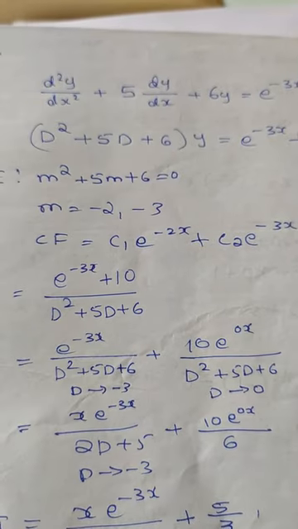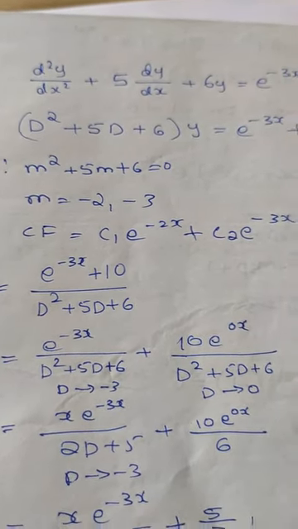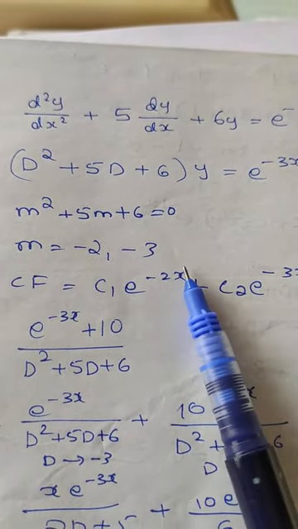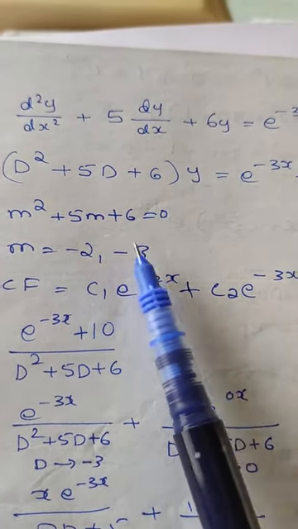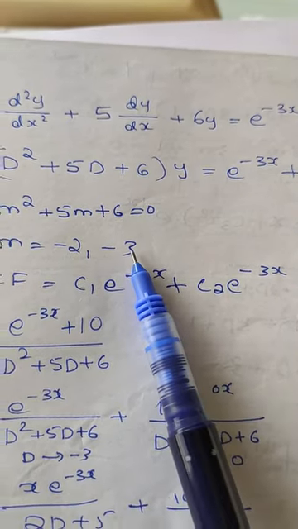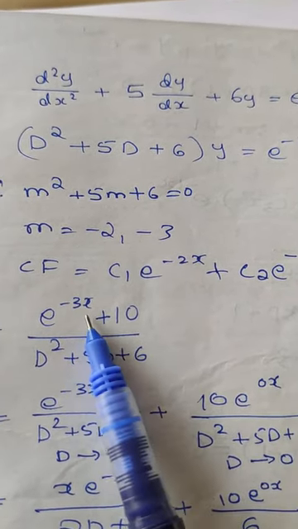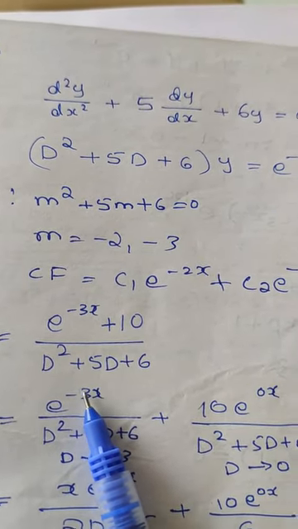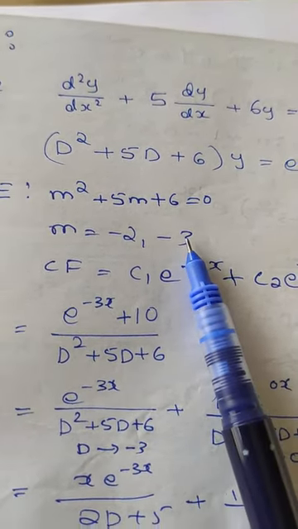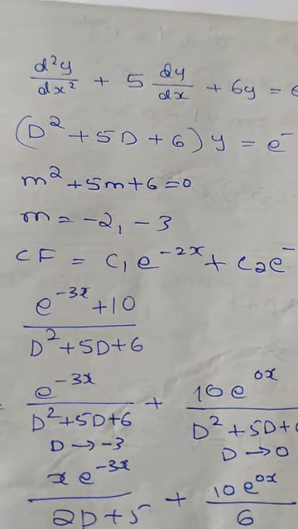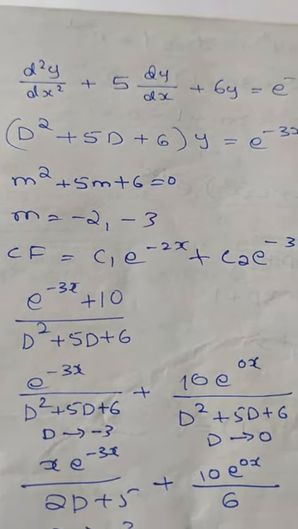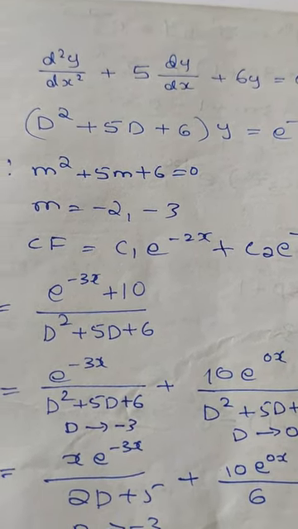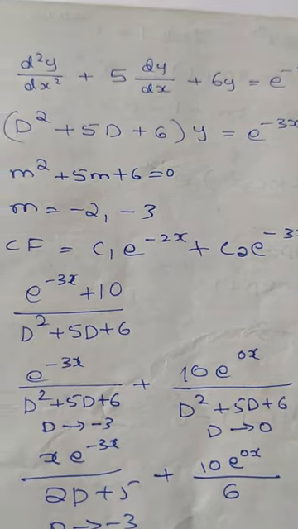Before replacing D by the coefficient of x, first observe the roots of the auxiliary equation. Here roots are minus 2 and minus 3. What is the coefficient of x in the exponential function? Minus 3. The same value is a root, then we get 0 in the denominator. Very simple. If the coefficient of x in the exponential function is a root of the auxiliary equation, we get 0. That's it.